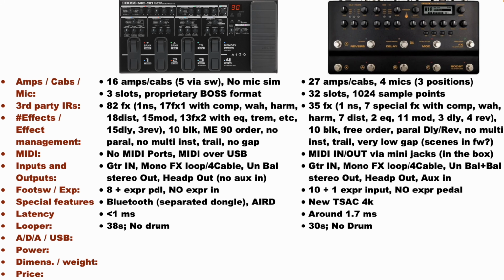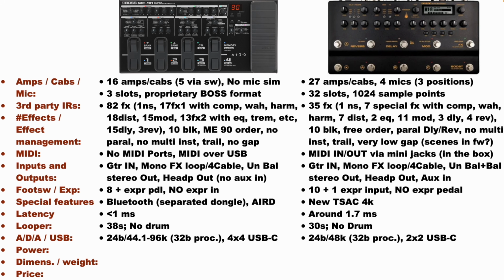In terms of looper possibilities, they are pretty similar, and I would say that for both of them the loop time is pretty short. Neither of the two units has a drum machine built in. In terms of AD/DA conversion and USB channels at our disposal while recording, the ME90 offers a 24 bits at up to 96 kHz audio interface, where the NUX still offers a 24 bits audio interface but at up to 48 kHz and not 96.